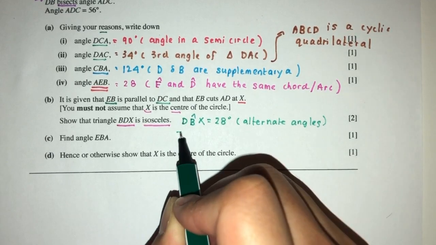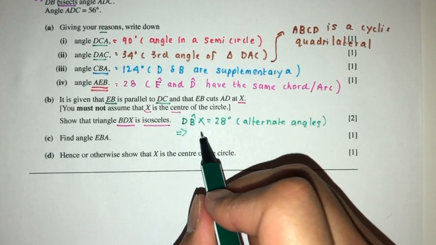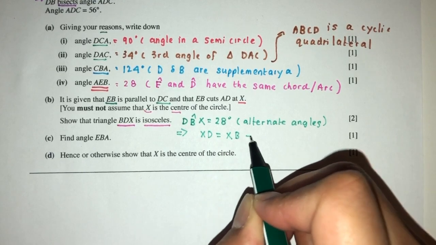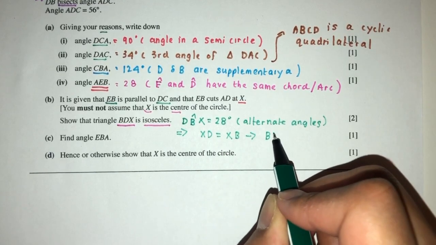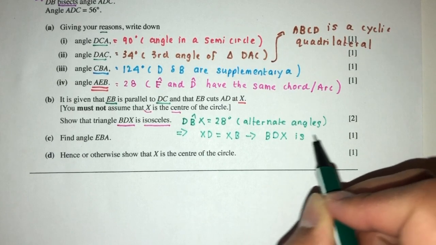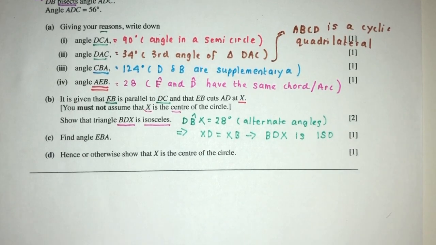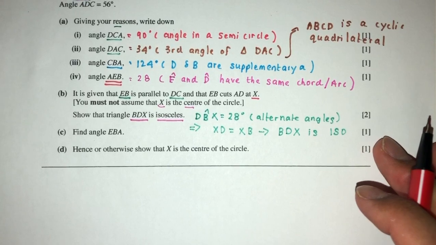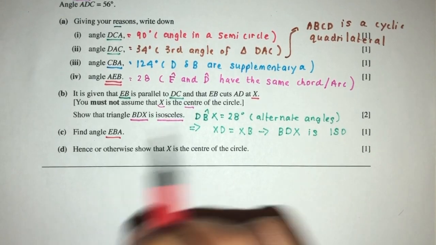And then hence, this concludes that the side XD is equal to XB. Hence, BDX is isosceles. That's the reason why part B is true. Now moving on to part C, we have to find the angle EBA.